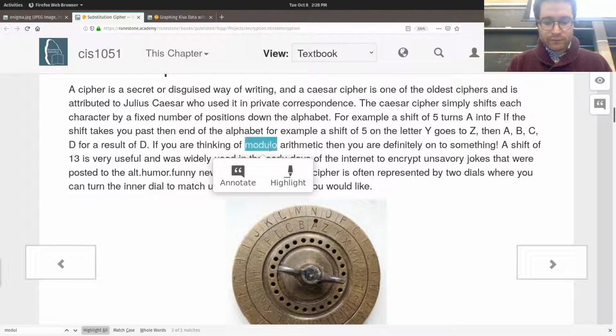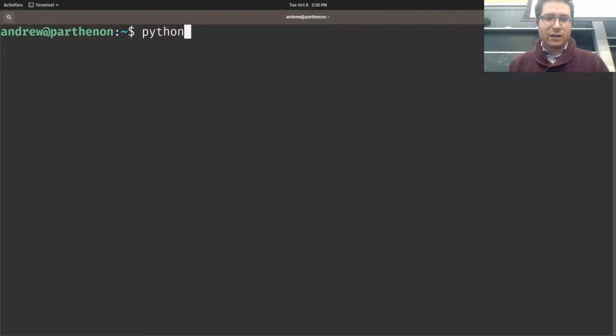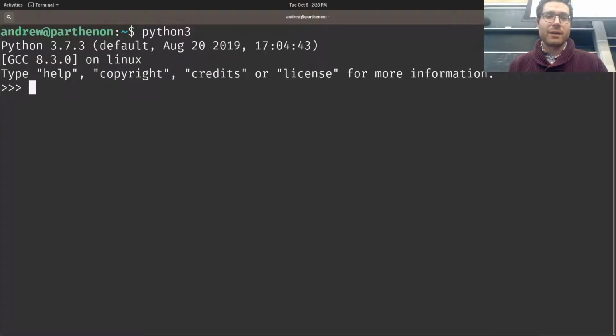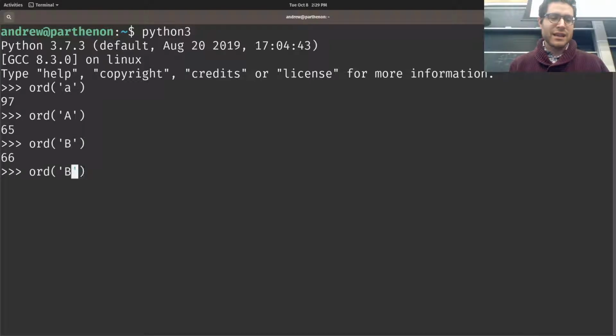Now, to go back to something that we talked about very briefly, but now it's going to become relevant. Each string in Python has a value. We can figure out that value by using ord. So a has an ASCII or Unicode value of 97. Capital A has a value of 65, right? And notice that B is 66, C is 67.